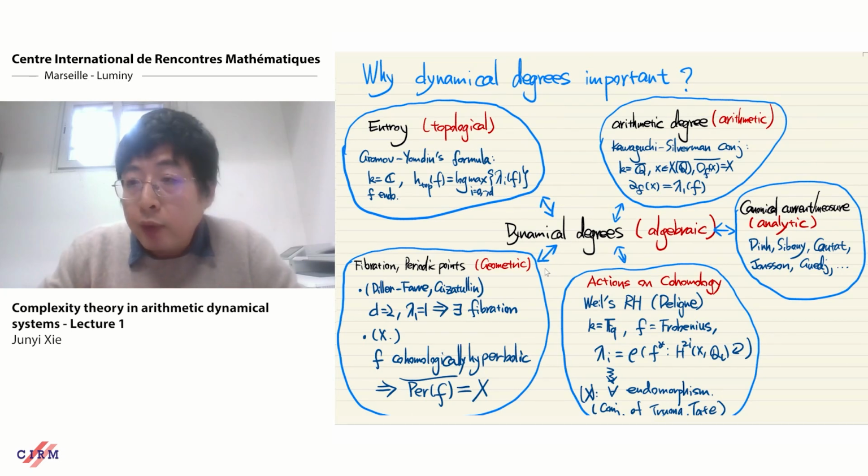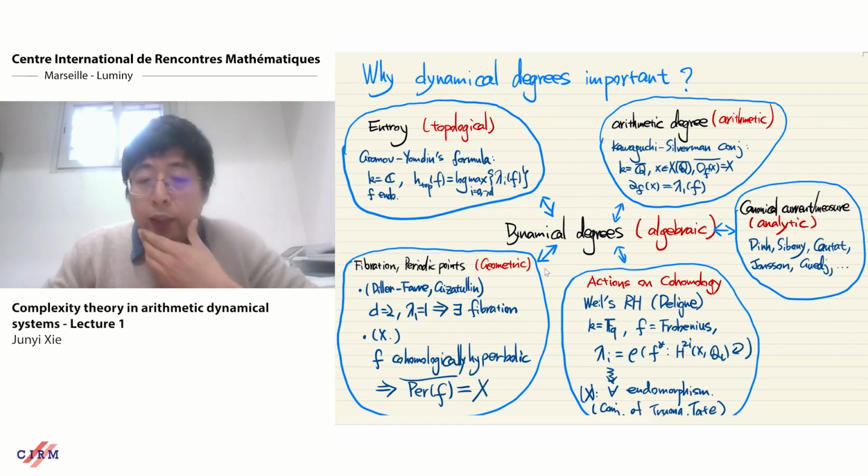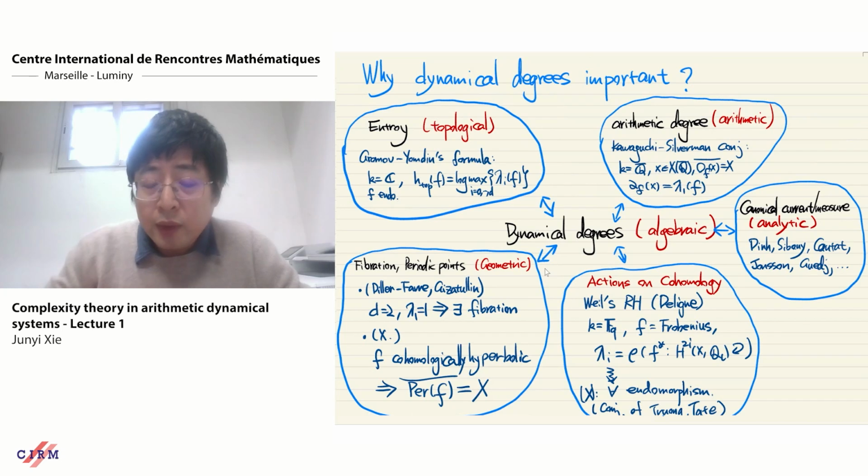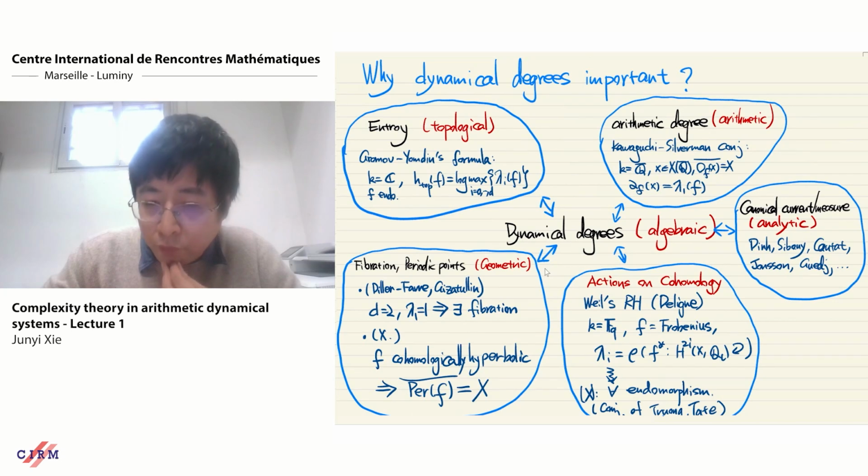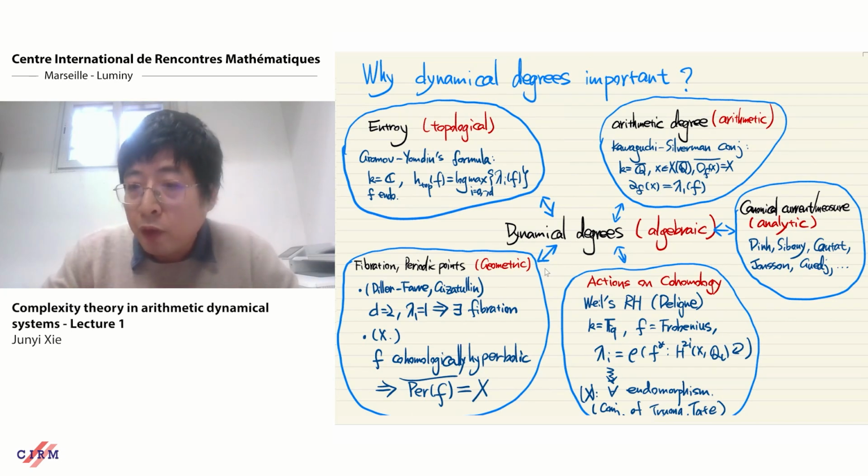Recently, I proved that this is true for any endomorphism of a smooth projective variety. And this in fact proved a conjecture of Tong and a conjecture of Tate. Okay, this is for the action on cohomology.